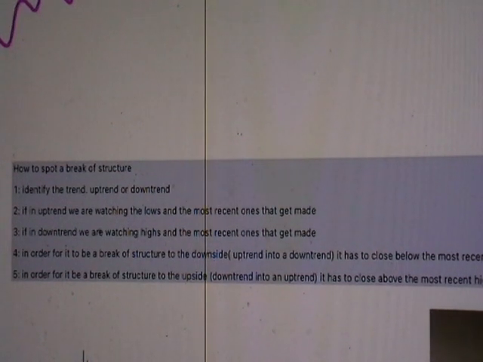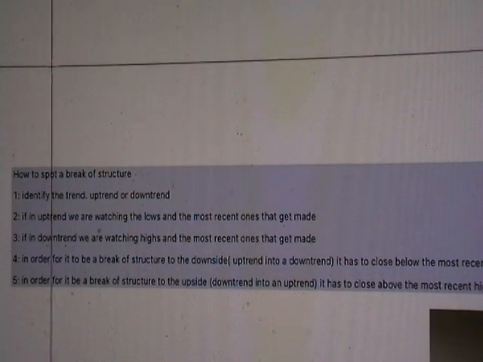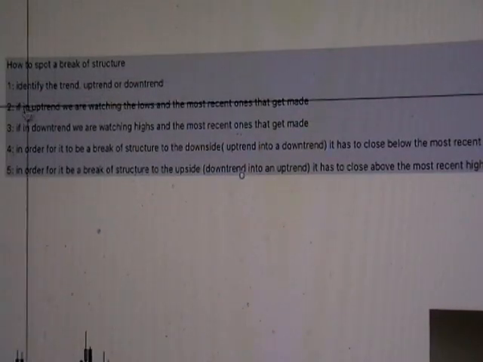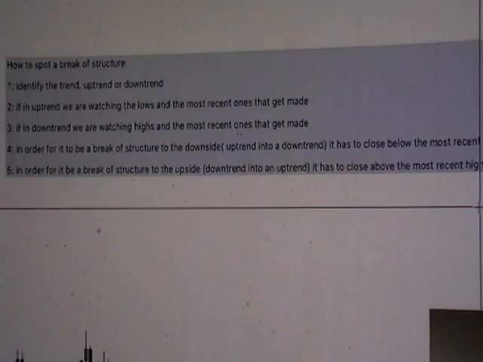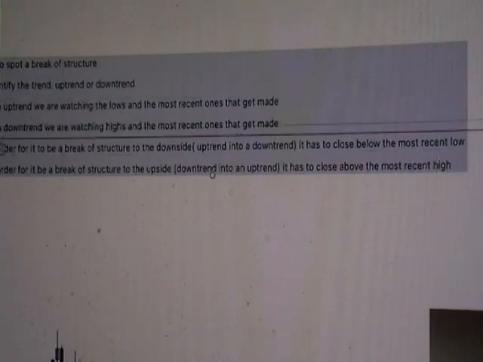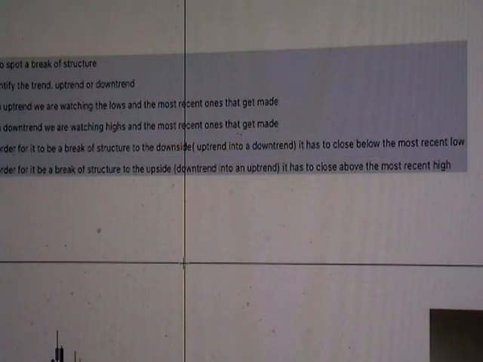Same thing for the downtrend. Okay, please drill that into your head. And I suggest you guys write this down. Okay? So we know that we're in an uptrend. And if we're in an uptrend, we're watching the lows. We're watching the most recent ones that get made, and we forget about the old ones. And then once it's a break of structure to the downside in an uptrend, it has to close. The candle has to close below that most recent low. And that's it. That's break of structure.